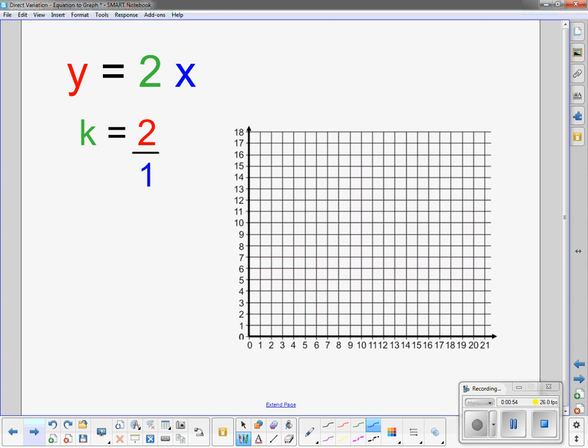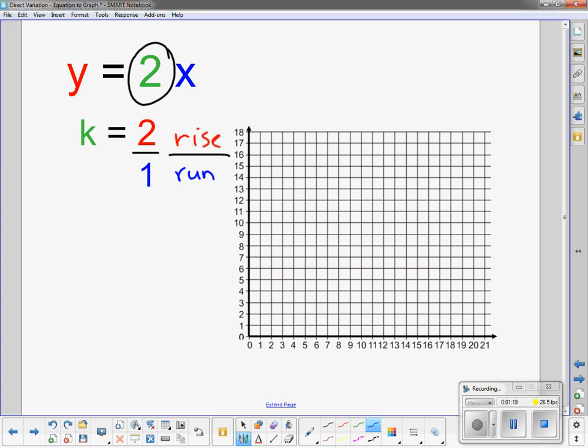Taking a look at this example, y equals 2x. That's the direct variation equation. And in this example, we see that the constant is 2. So if we turn that into a fraction, 2 over 1, that will again represent rise over run.